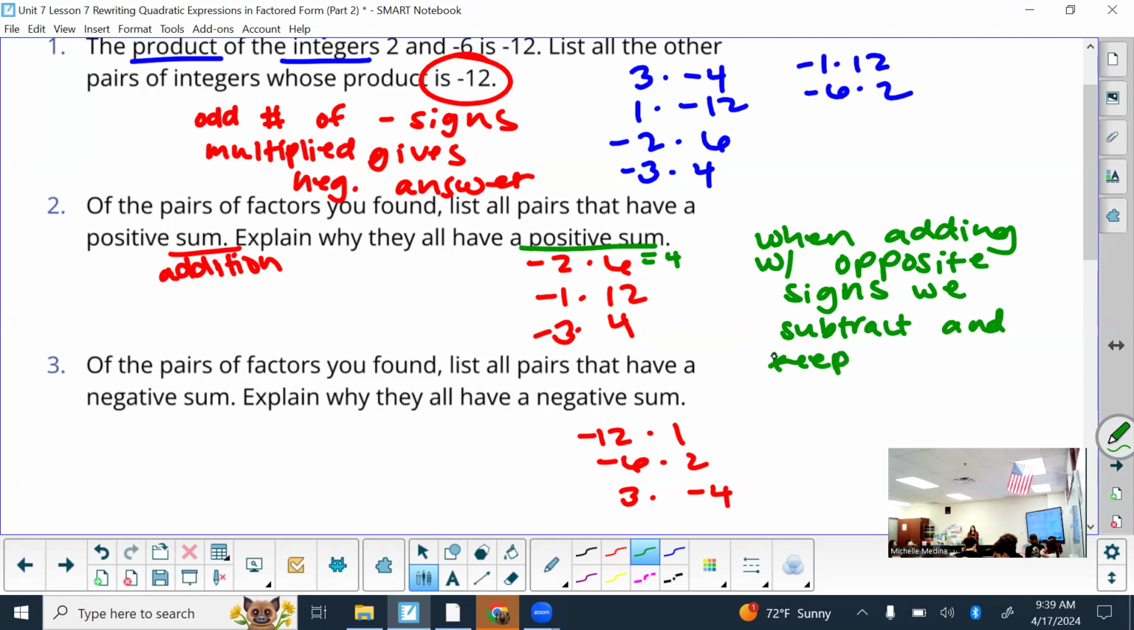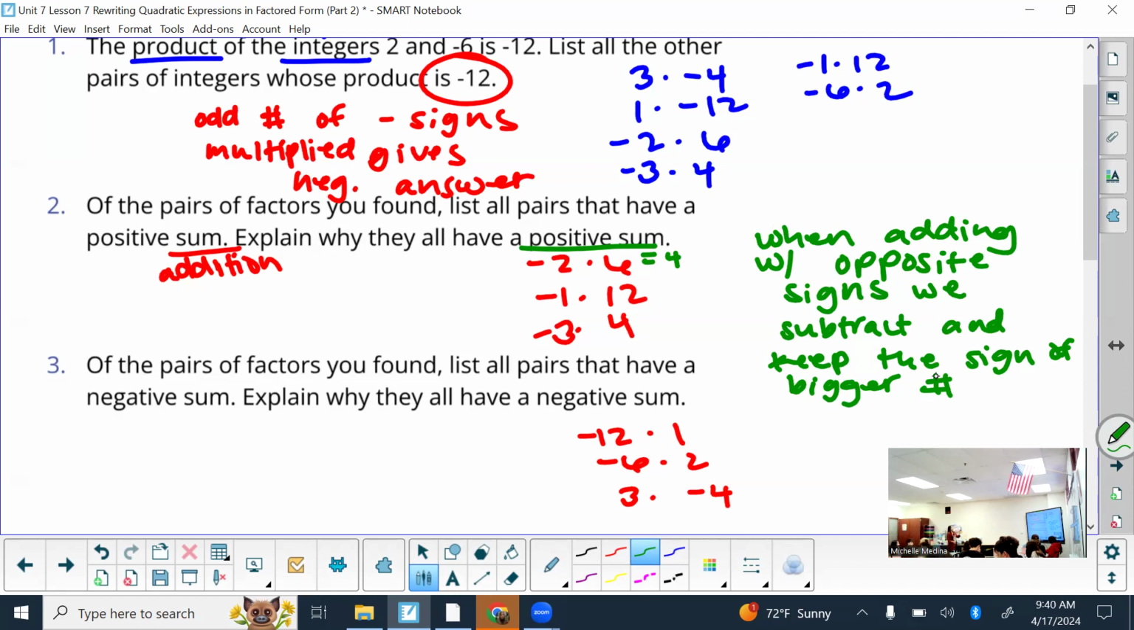Whichever one is larger. So when adding with opposite signs, we really are subtracting and keep the sign of the larger number. And when we say larger, we kind of mean, obviously down here, negative 12 is actually smaller than 1, but we mean ignore the negative. Which number is bigger? You keep the sign of the bigger number.